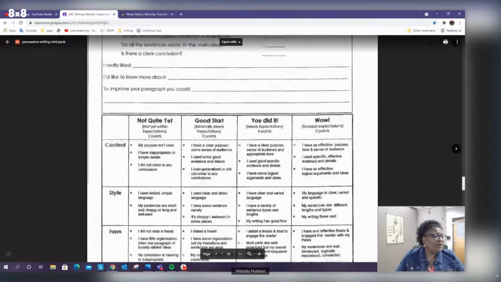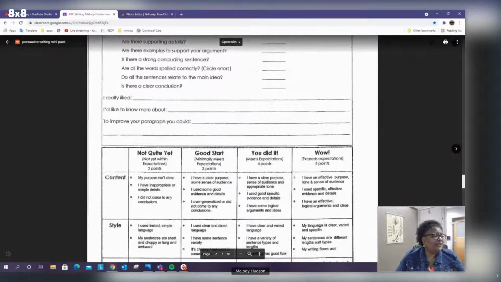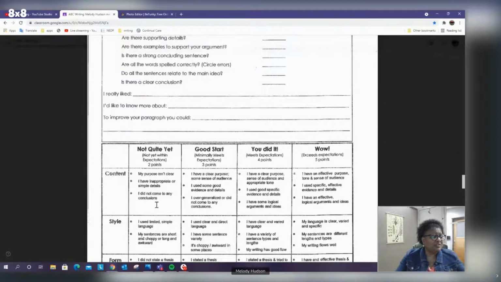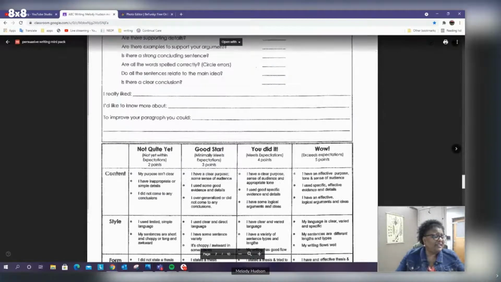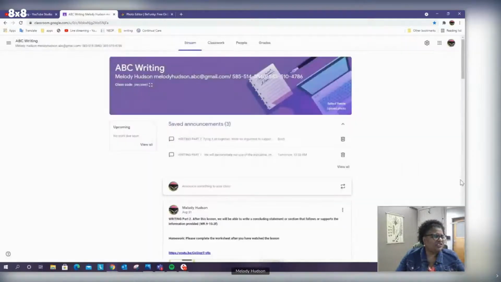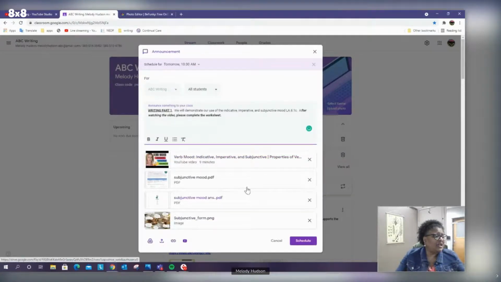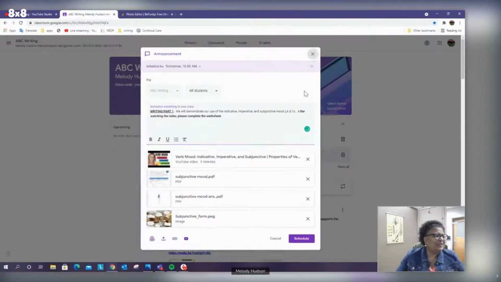And then how we edit, which is, you don't have to work on that, but this is how we would evaluate you. Is your purpose clear? Do you have appropriate details? Did you come to a conclusion? And then secondly, in your style, what kind of language did you use? Do you use appropriate language? And does it flow?